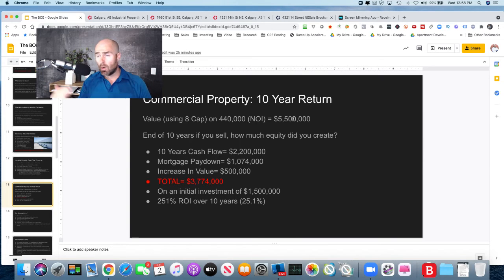That's the power of leverage. It goes the other way too, right? If your rents drop by 10%, then you can lose 33%. So just keep that in mind.